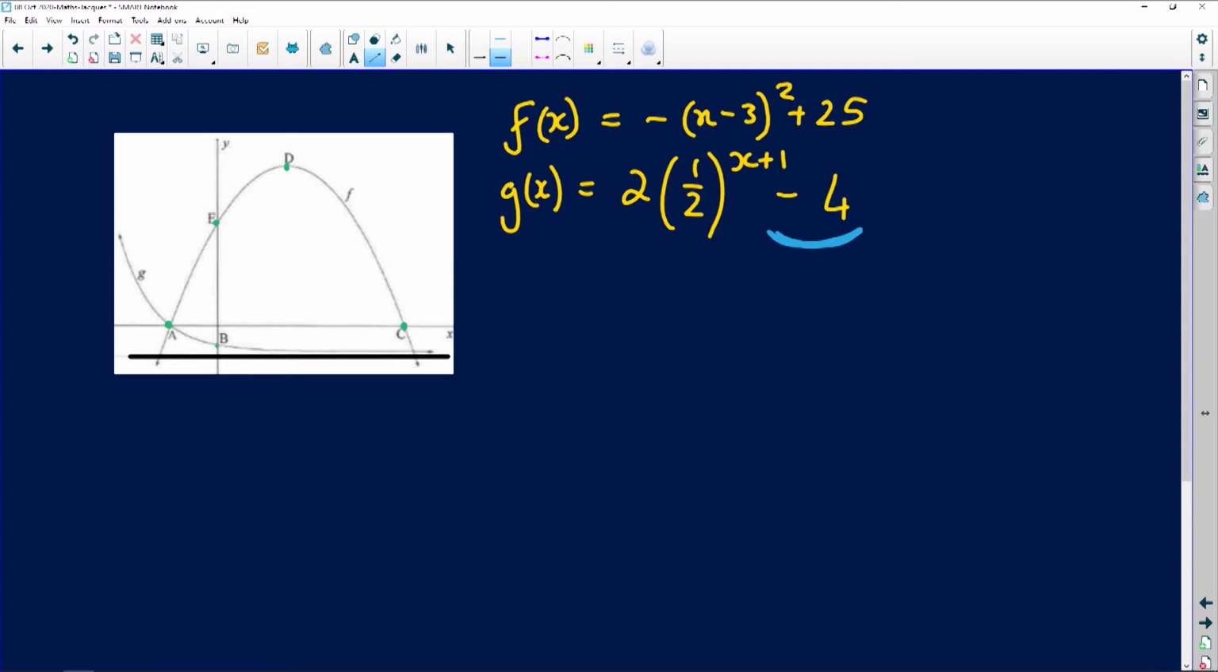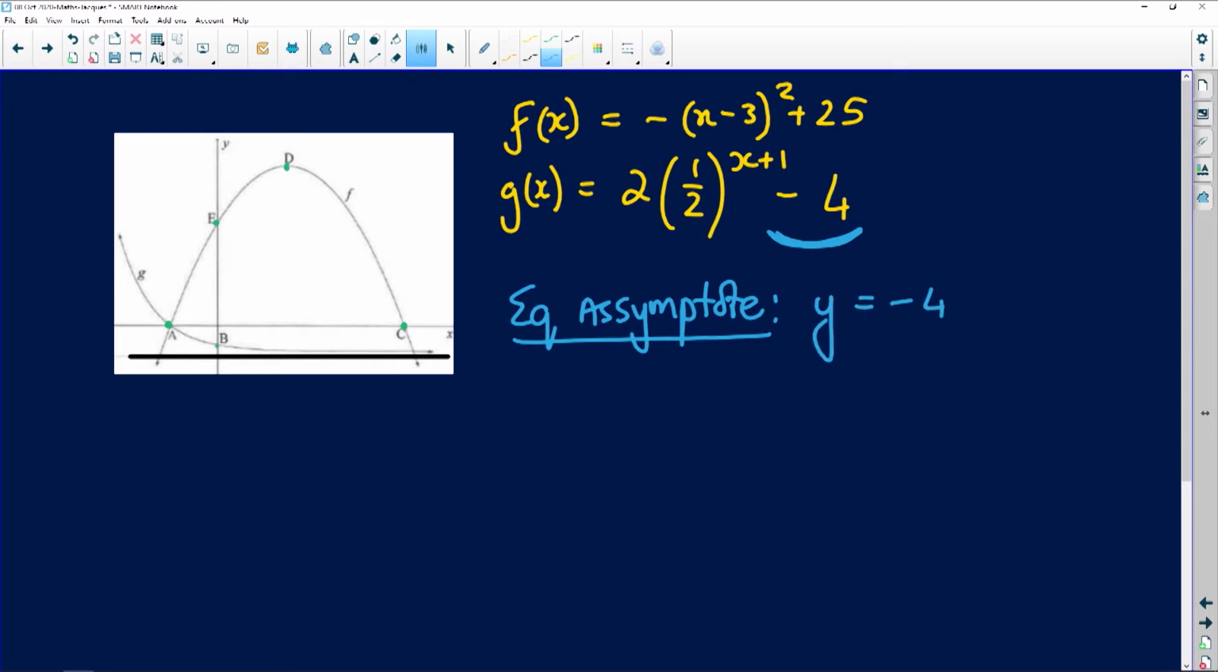Okay, so writing down the equation of that asymptote is easy. The equation of the asymptote, I think asymptote has one S, is y is equal to -4. That was for a lousy 1 mark.